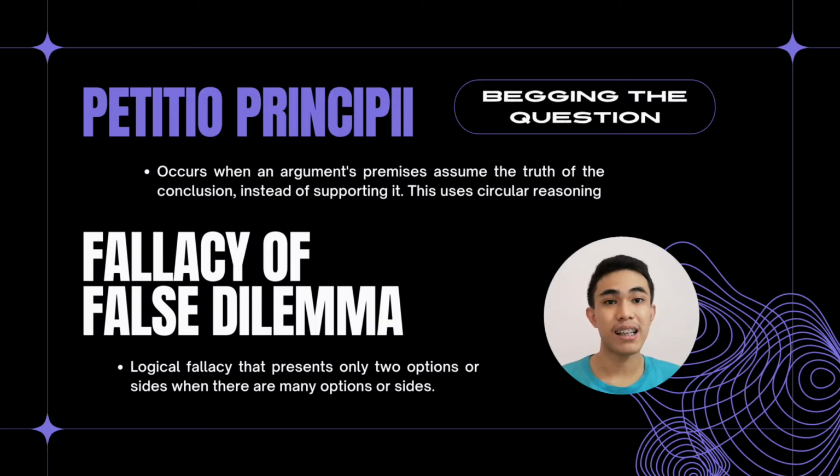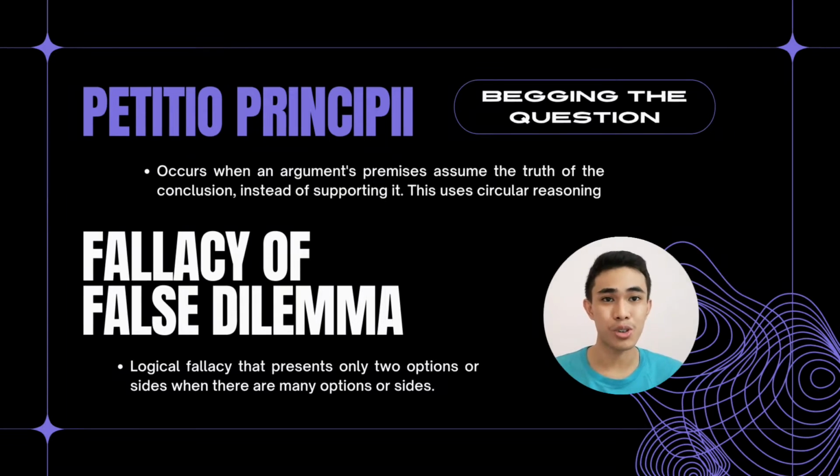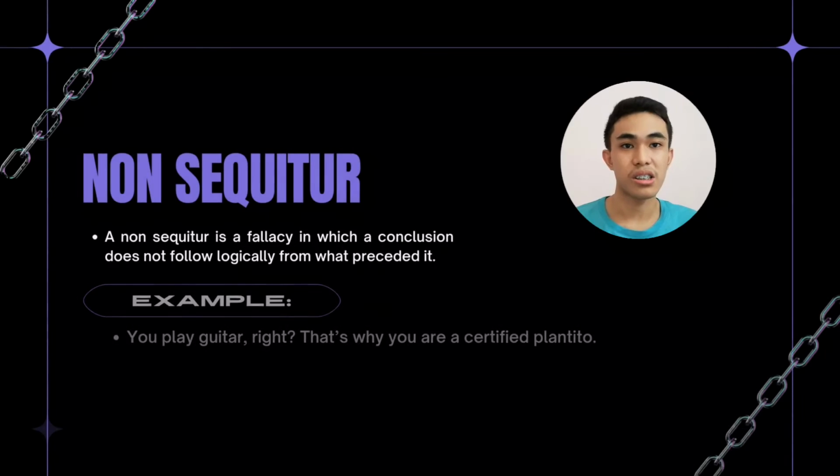This is a logical fallacy that presents only two options or sides when there are many options or sides in reality. Example, iboboto mo si Bongbong or lahat tayo magdudusa sa kamay ni Lenny for the next 6 years. See? It makes you choose between two things na may agenda na pipiliin mo yung thing na clearly pinaganda nila. And marami talagang options. Next is non sequitur.